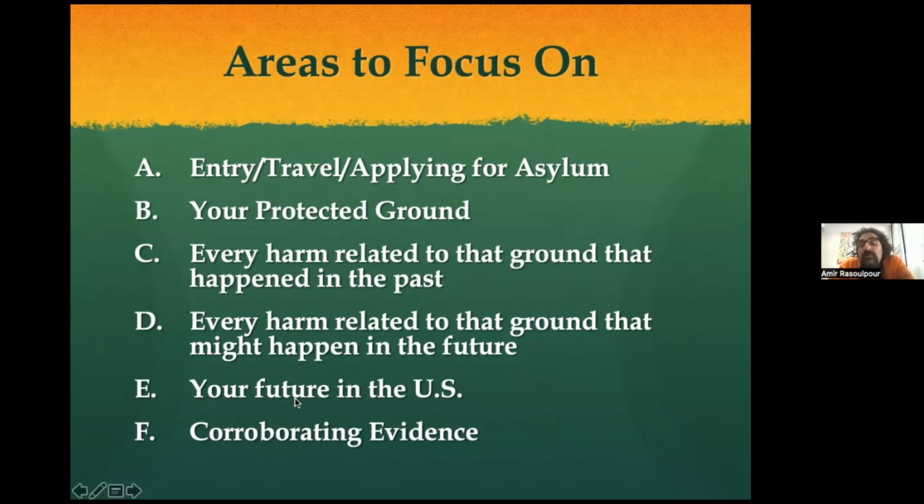And then it's good to include some information about what you intend to do in the United States, what you are doing, just to show that you have good moral character. And then finally, you want to include any corroborating evidence. Corroborating evidence means documents, other evidence that shows that what you're saying is, in fact, true.